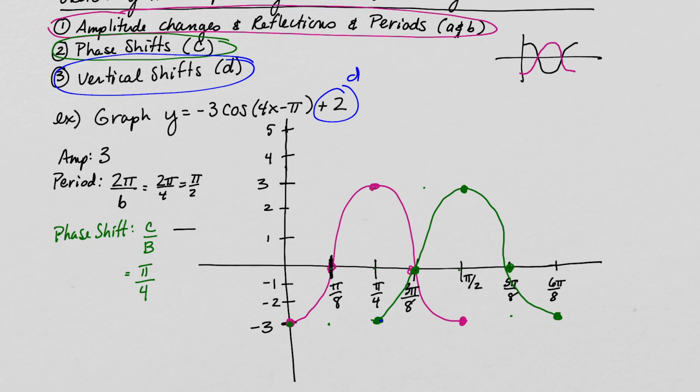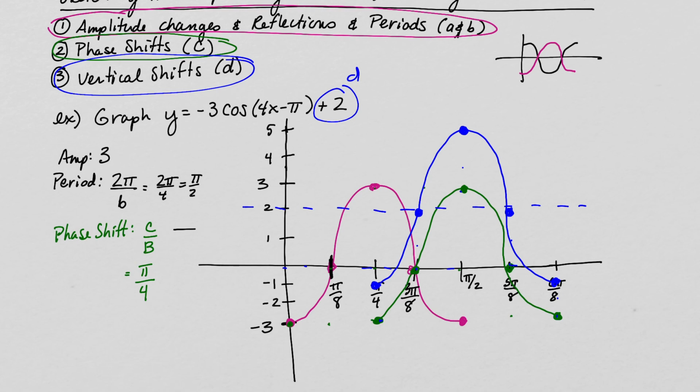Okay, so this point here is going to go up 1, 2. This point here is going to go up 1, 2. This point here up 1, 2. This point up 1, 2. And this point up 1, 2. And the axis we had before is also going to go up 1, 2. So that's going to be the middle line that we are reflecting over. So it's going to look like that.